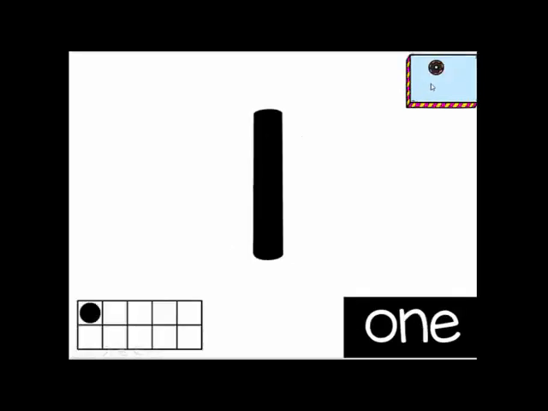Can you remember? It's number 0. Well done. How many counters can you see? There are no counters. 0 counters. There is nothing there. How many donuts can you see? There are 0 donuts. This is number 1. There is 1 counter in the tens frame. And here you can see 1 donut.